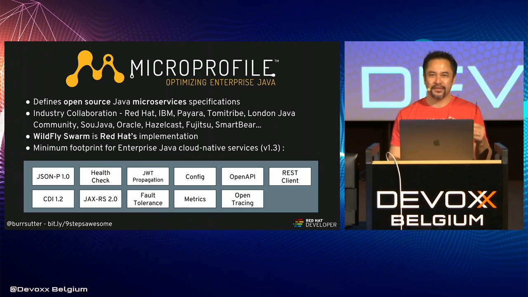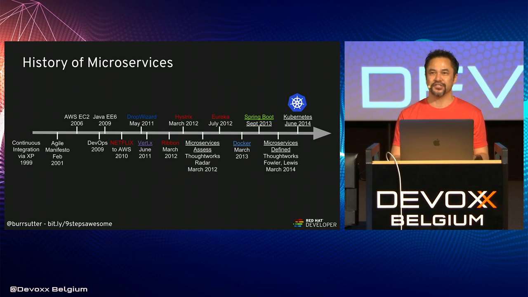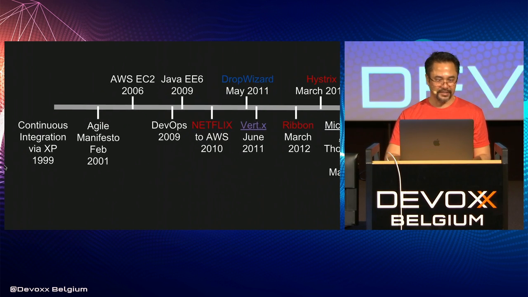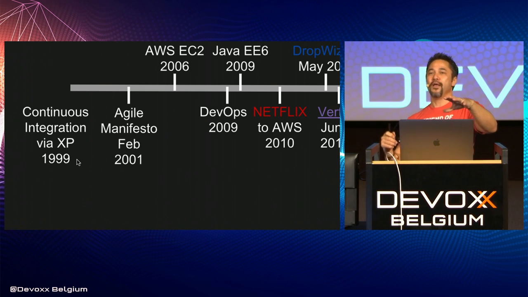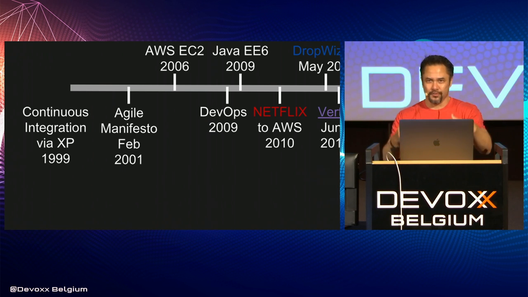But the concept is we've been thinking about how to break up big applications into smaller applications for quite some time. And this little chart kind of gives us a little history lesson, if you don't mind. We've been thinking about how to break up a monolithic waterfall big old team into smaller units for quite some time. So we thought about extreme programming, XP, back in 99.